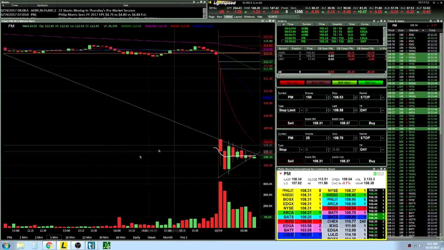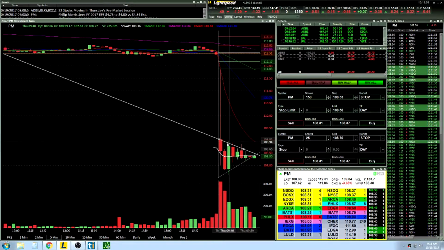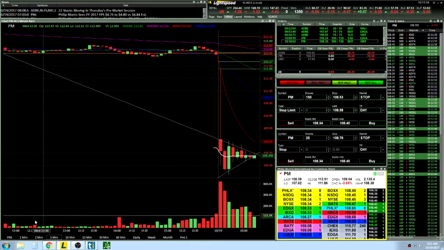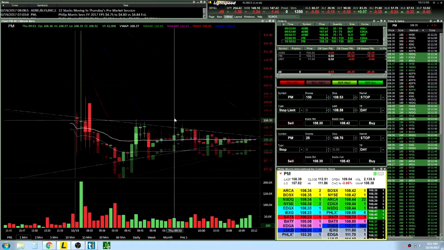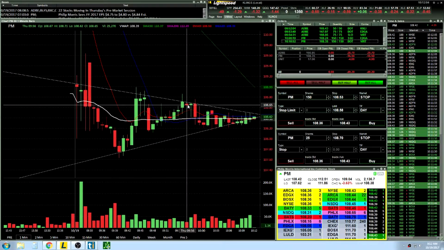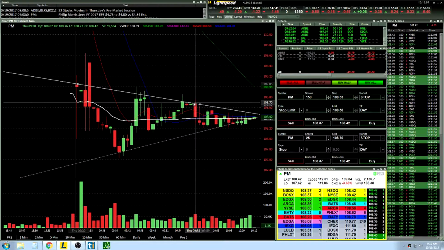I don't know. I think I should just avoid this one because it's got these wicks up here that's kind of shoving it back down, and then it's got these wicks down here kind of moving it back up. I can't tell which way this one is going to want to go because we got this coming in here, and then we got the 9 on the 5s coming in, so I'm just going to pass on this one.